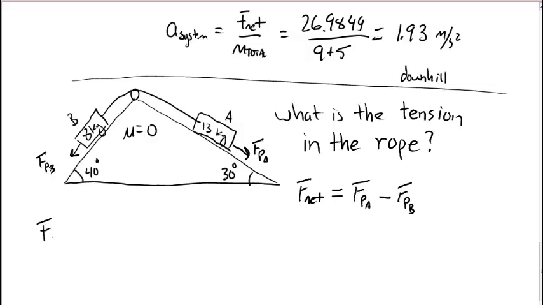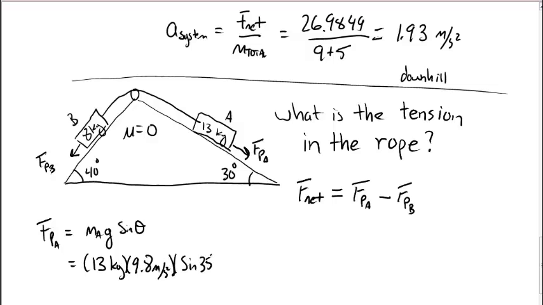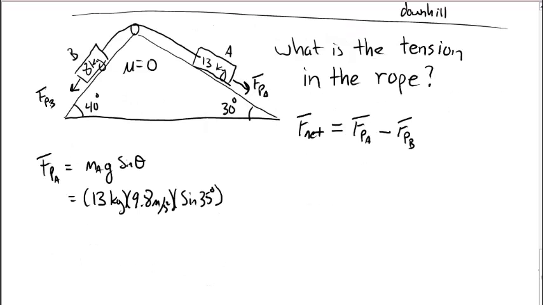So let's take a look at what the actual forces are. The parallel force on A will be again mg sine theta. And notice the subscript, the mass of A, that's where that came from. We have 13 kilograms, times 9.8 meters per second squared, times sine of 35 degrees. So that is 73.0736 newtons.